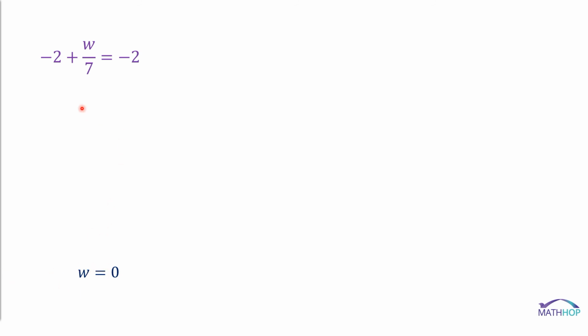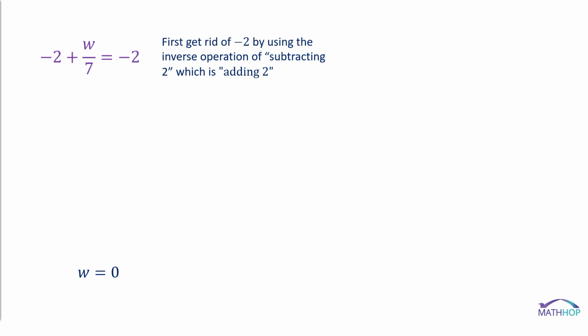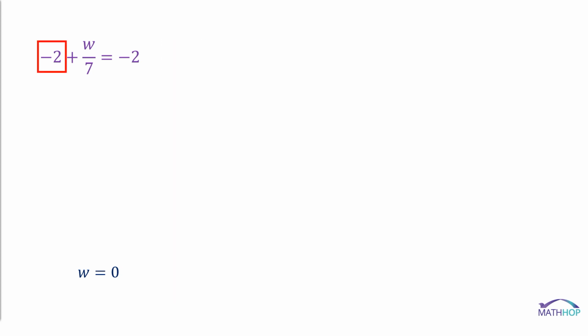So this one's a little weird because we have the constant before the variable term, or the variable expression. We have -2 plus w over 7 equals -2. Well, we still have to get rid of whatever is being added or subtracted first. It's still technically what's furthest from the w, so we are going to get rid of -2 by using the inverse operation of subtracting 2. Technically, this is a -2, but the opposite of a -2 is +2. So we still have to add 2 to both sides, right? This is what we're getting rid of. We add 2 to both sides.